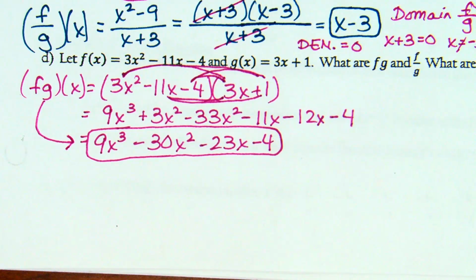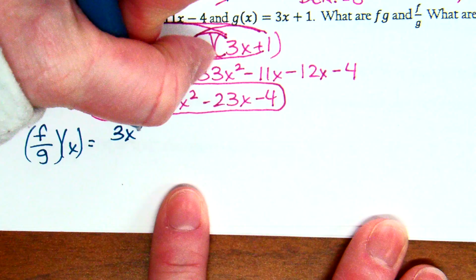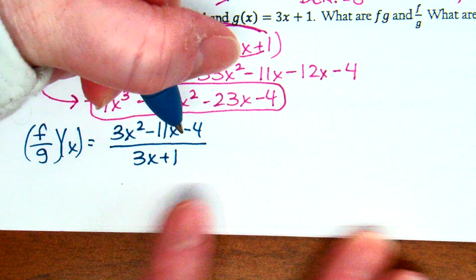Okay. You ready for the next part? We just found F times G. Now we need to find F divided by G. So F divided by G means I'm setting up what? 3x squared minus 11x minus 4 over 3x plus 1. Okay, any thoughts?